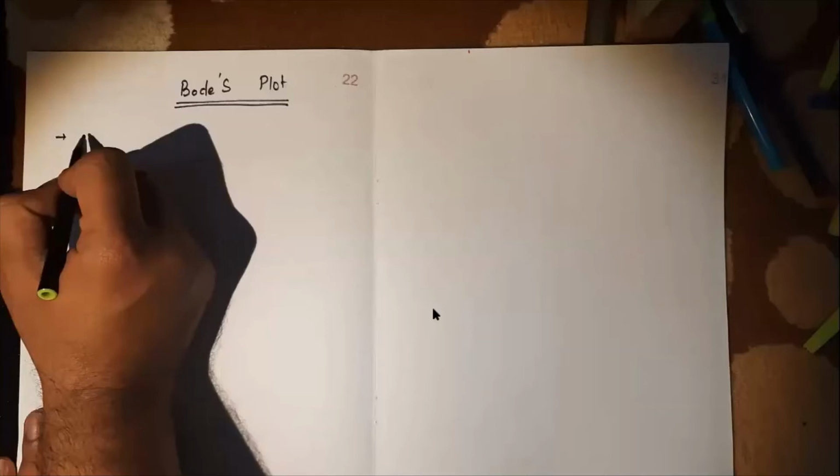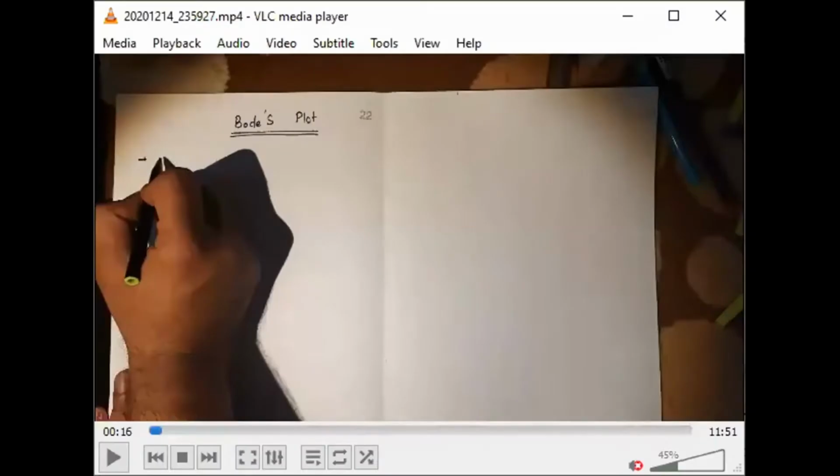Bode plot. Yesterday I had shared a pic of a similar graph sheet. Everyone please keep that similar graph sheet ready. Carry a pencil and a scale.